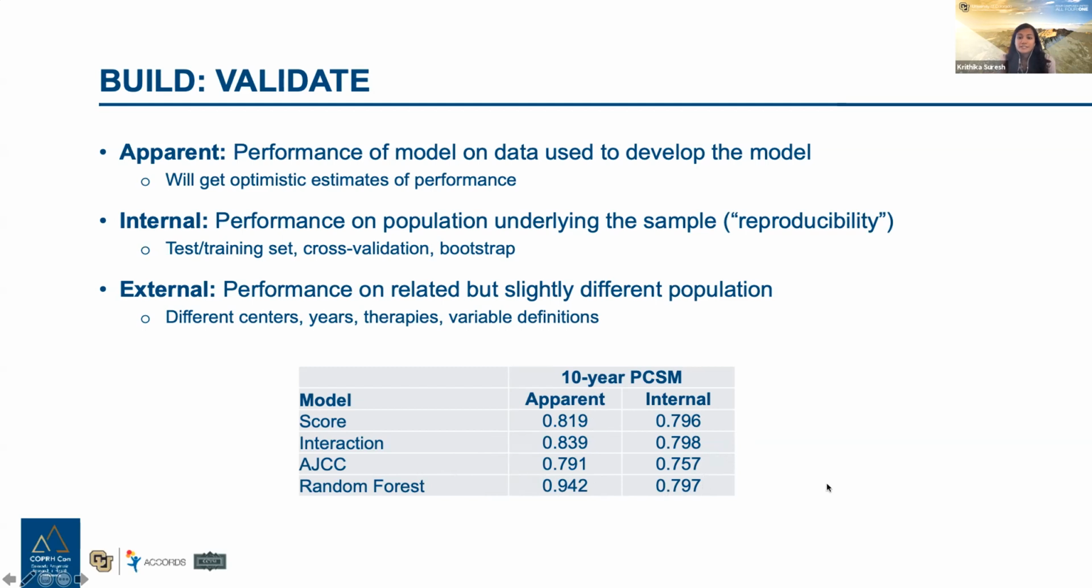And then finally, there's external validation, where you evaluate the performance on different populations. If you train on a specific set of centers and then validate on a completely different set of centers, or you can do it over different years, or somewhat different therapies or different variable definitions. We did have an external validation data set, a Sierra data set, so we were able to include that as well.